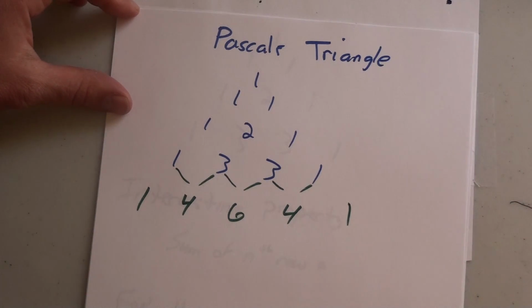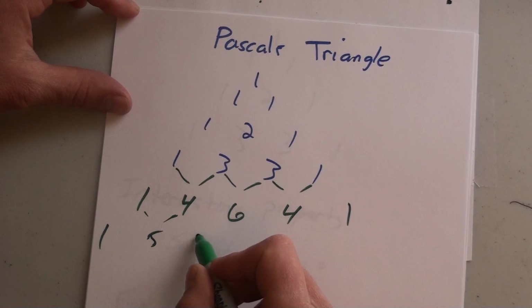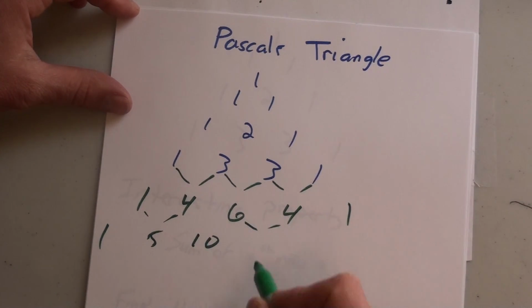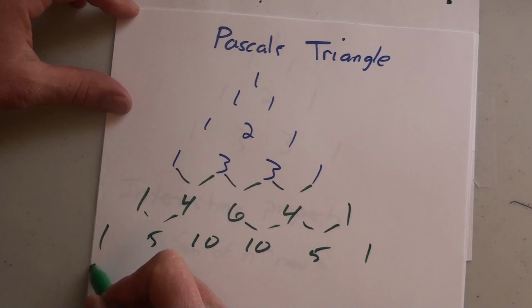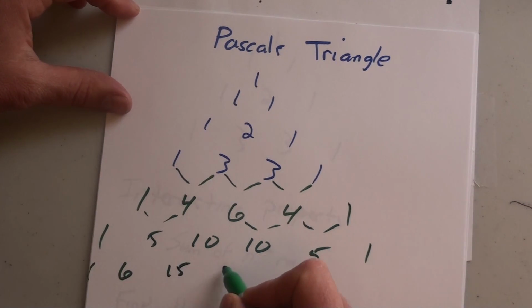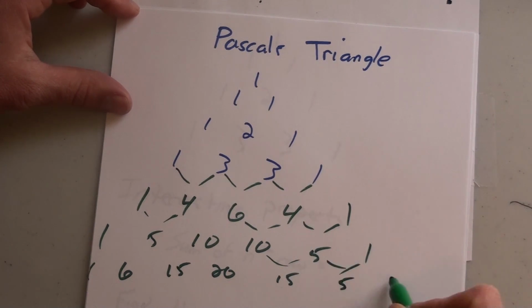That's the fourth row. If I want to do the fifth row, 1, and then I add 5, add 10. I'm adding the terms on top of it. 10, 5, 1. Then again it'll be 1, 6, 15, 20, adding 15, 5, 1. That's the pattern for Pascal's triangle.